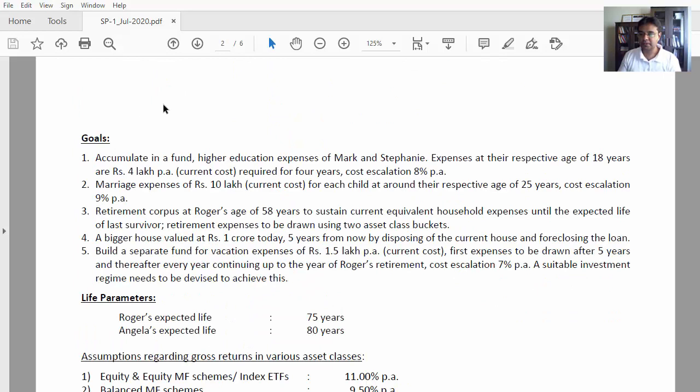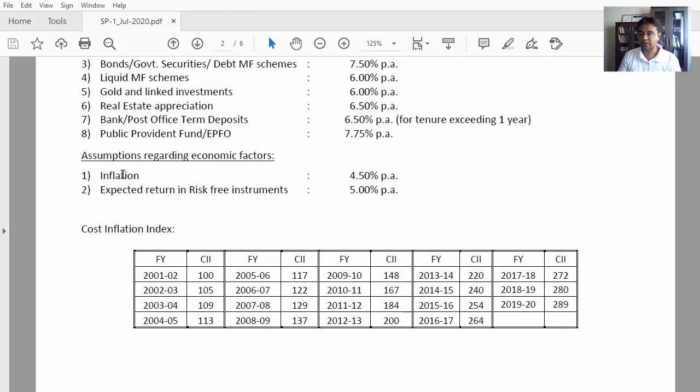Next page is page number 2 where we can see the goals. If you see goal number 2, it is the marriage expense of 10 lakh, which is the current cost for each child at their respective age of 25, and the cost escalation is 9%. So the inflation is given as 9%. So we have to go with this 9% rather than the inflation of 4.5%. That is the general economic inflation mentioned here, but with respect to the goal it is 9%.